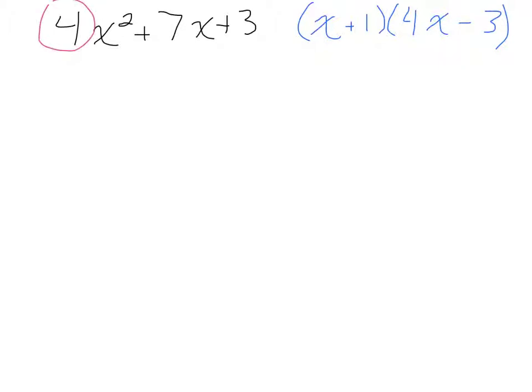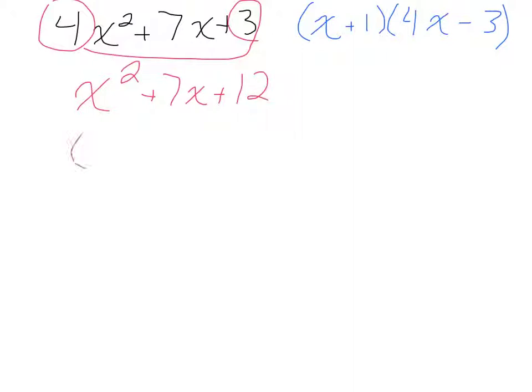So we start off taking the 4 times the 3, so we have x squared plus 7x plus 12. So I need x plus for both of these. And I need factors of 12 that add up to 7. So that will be x plus 3 and x plus 4.